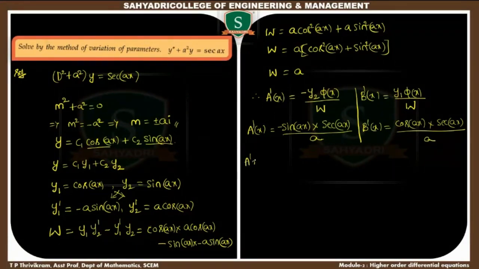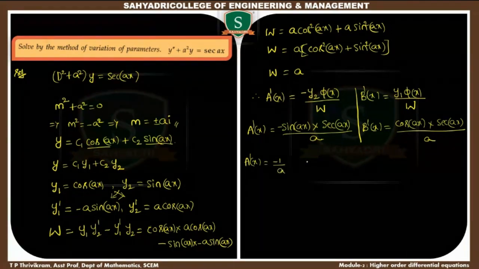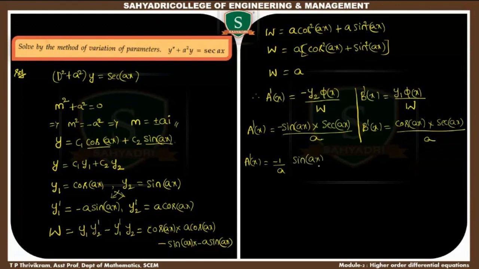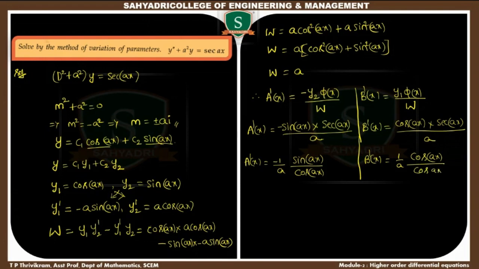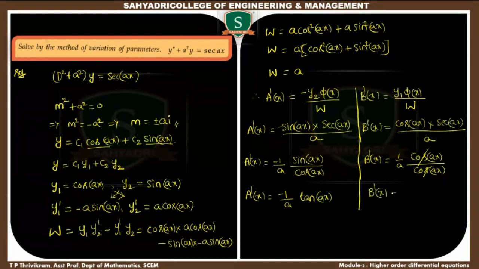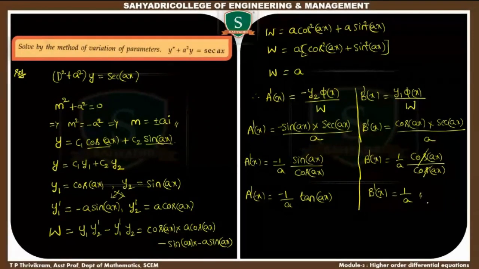So a dash of x simplifies to minus 1 by a sin ax divided by secant ax, which can be written as 1 by cos ax. Similarly, b dash of x is equal to 1 by a cos ax divided by secant, which is again 1 by cos ax. So these two get cancelled. So a dash of x is equal to minus 1 by a tan ax. Similarly, b dash of x is equal to 1 by a into 1.